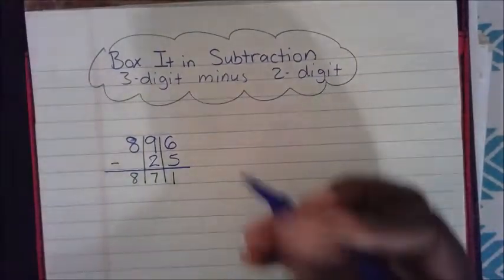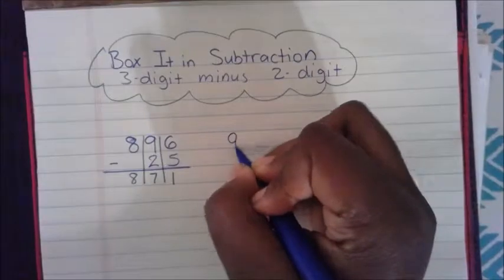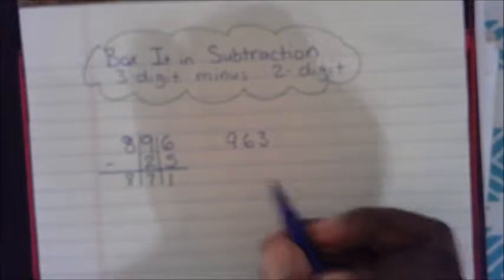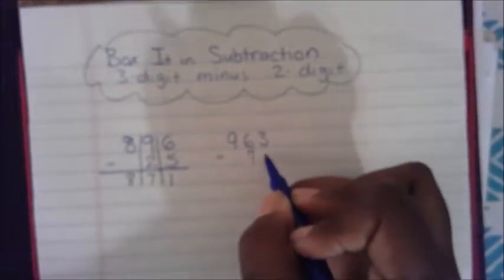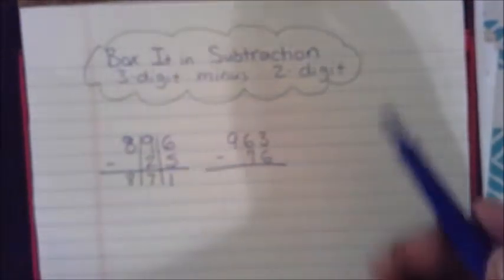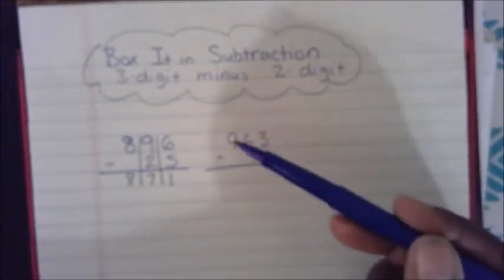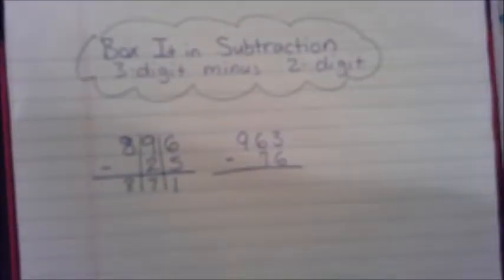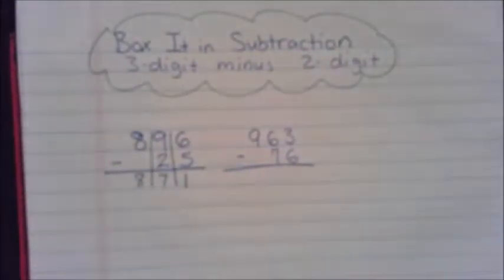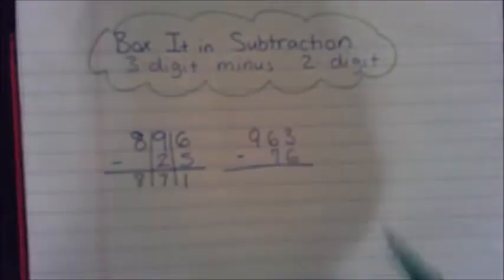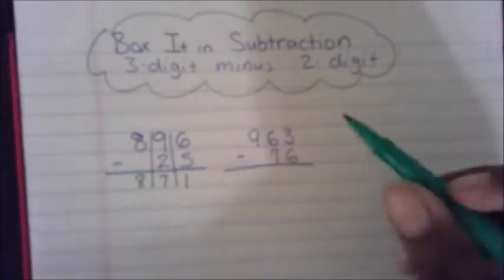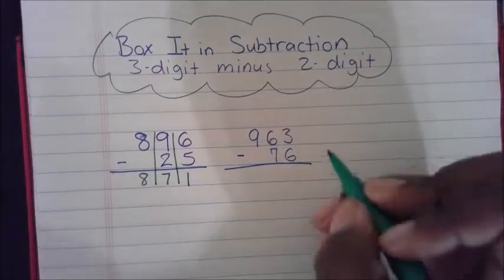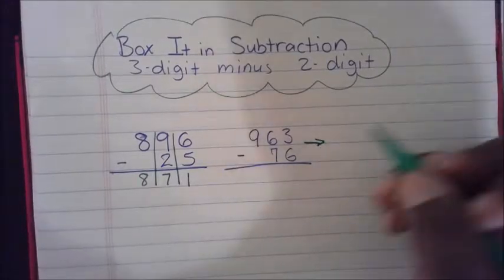The next problem we're going to try is 963, and we want to take away 76. Okay. And we want to make sure the ones, the tens, and the hundreds are lined up nice and neat so that we're able to really show our work. Okay. So we're going to start by looking, and we know that in the ones place, if we have 3, we don't have enough to take 6. So we know that there's going to have to be some work. So we're going to go ahead and rewrite this so that we can do the work.